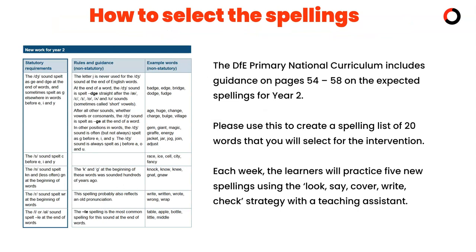How to select the spellings. DfE Primary National Curriculum includes the guidance on pages 54 to 58 of the expected spellings for Year 2, so please use these to create a spelling list of 20 words that you will select for the intervention. Each week, the learners will practice 5 new words using the look, say, cover, write, check with the teaching assistant. And in the 5th week, they will then consolidate their learning.